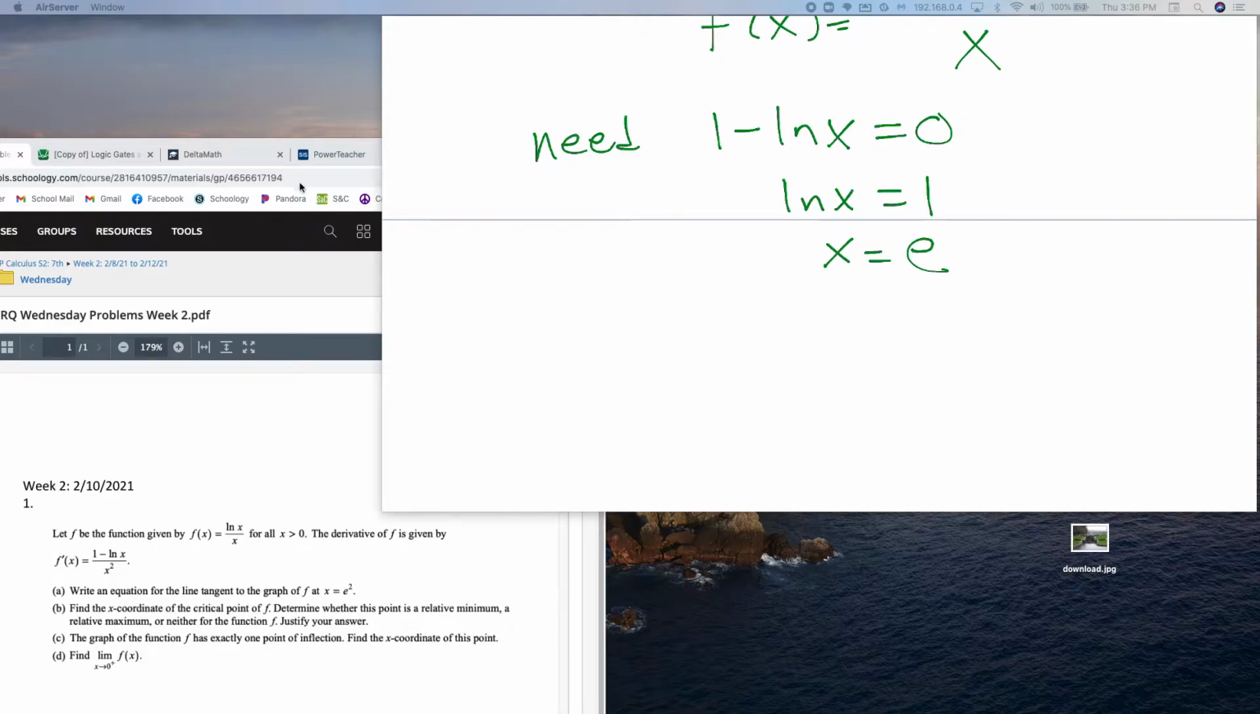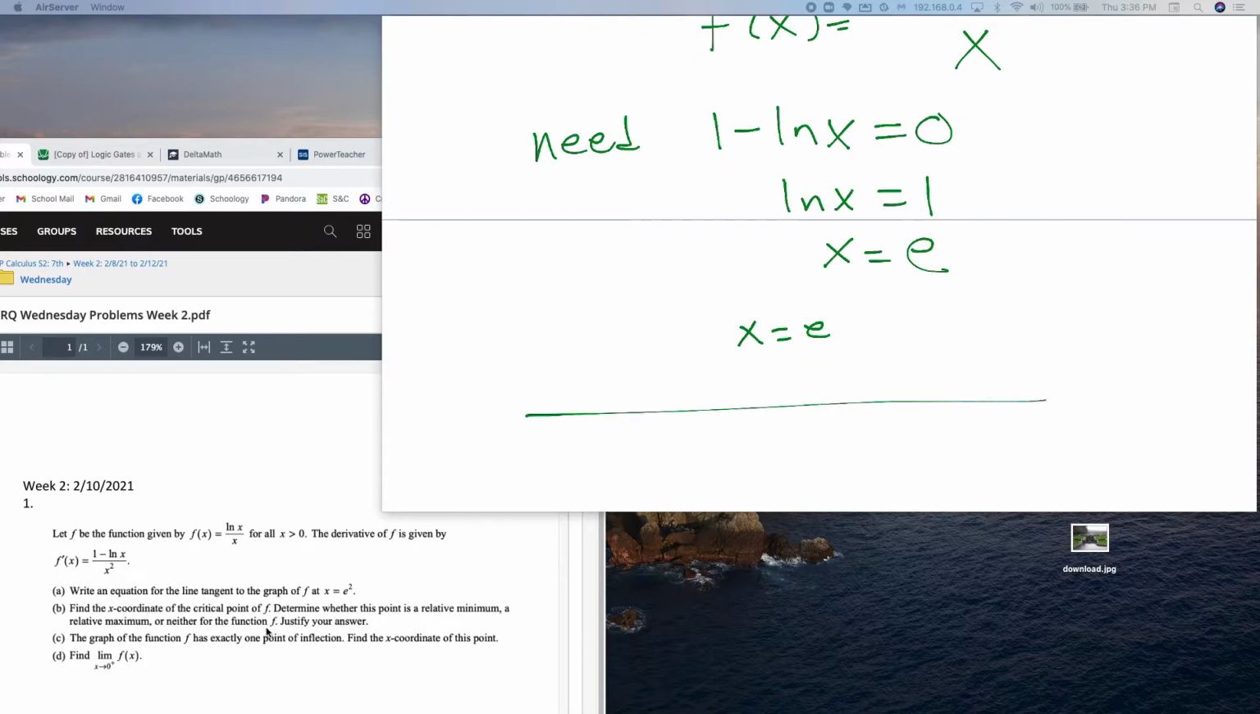Now it says find the x coordinate of the critical point. There, that's the first part of this one. The next thing it says: determine whether this point is a relative minimum, a relative maximum, or neither for this function. Okay? So now we've got this point, x equals e.